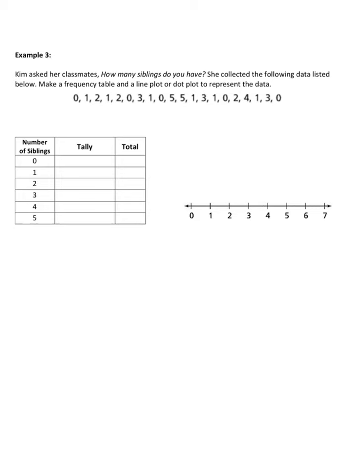So go ahead right now and take a look at the frequency table and fill in the numbers from the list. So I'll start you off by putting a tally in our 0 column and then crossing that off, a tally in our 1 column, crossing that off, a tally in our 2 column, and crossing that off, and so on. So go ahead and check your frequency table with mine.